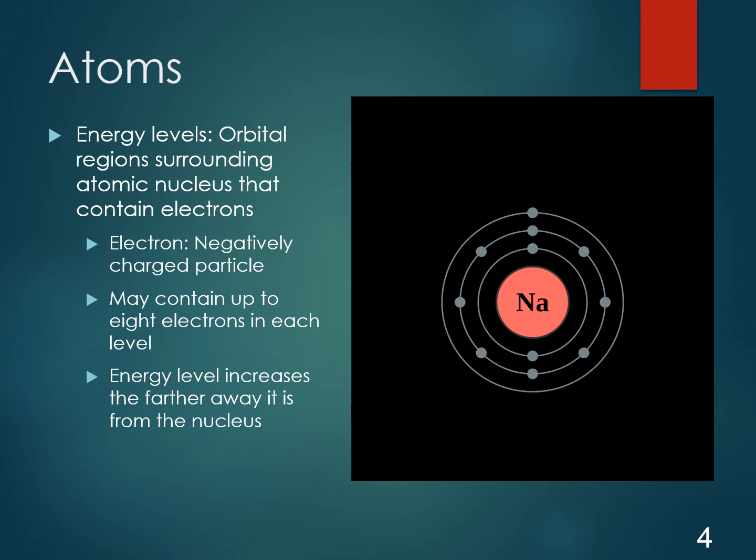The first energy level has one orbital. Each orbital can hold 2 electrons. Each additional energy level has up to 4 orbitals and can hold 8 electrons, 2 electrons per orbital. So if you look at this sodium atom here, you can see that the first energy level, or the circle closest to the nucleus, has 2 electrons. The second energy level contains 8 electrons because it can have up to 4 orbitals, 2 electrons per orbital.